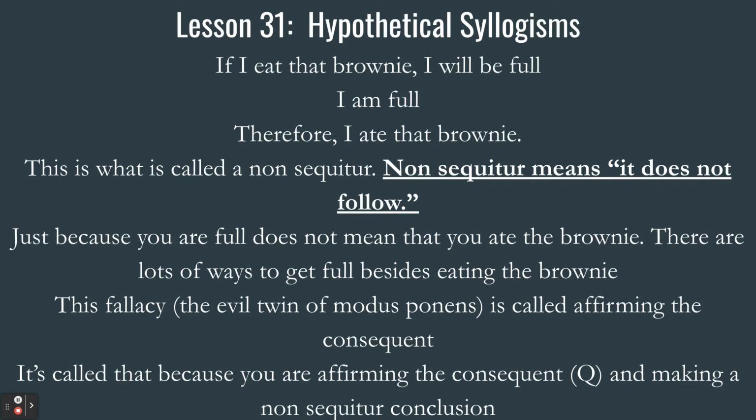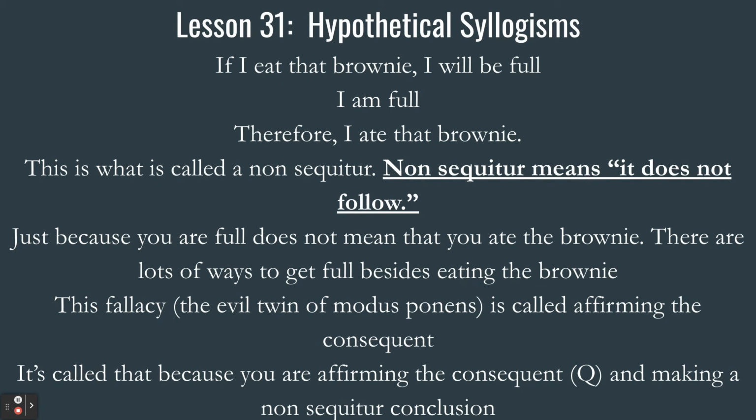It's called that because you are affirming the consequent Q and making a non sequitur conclusion. If P then Q, Q is my consequent. If I say if P then Q, Q, therefore P, I am affirming the consequent, but that does not follow. Remember, validity means, George, that if the premises are true, the conclusion has to be true.